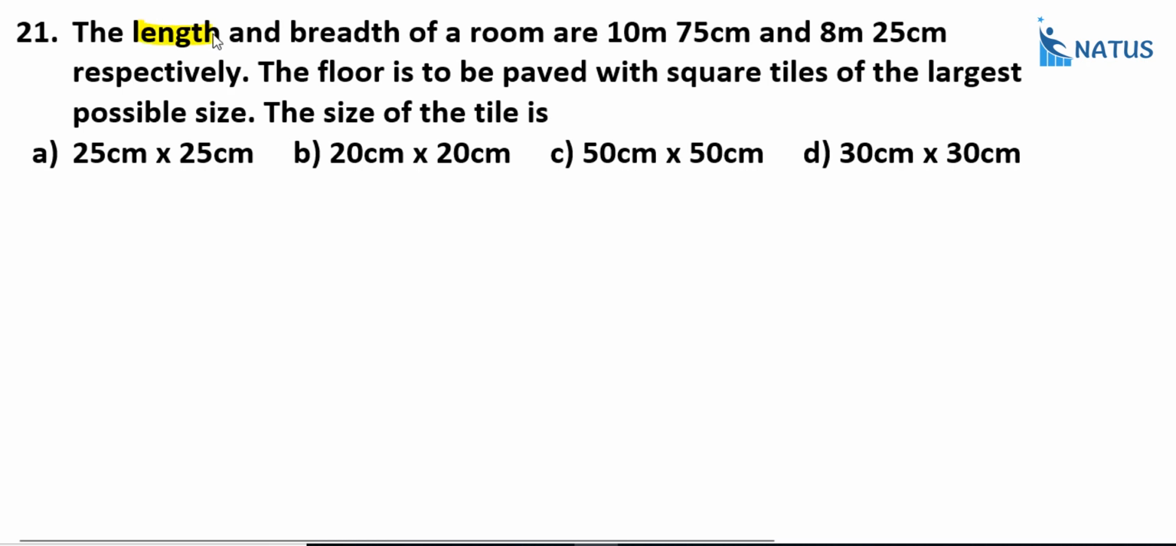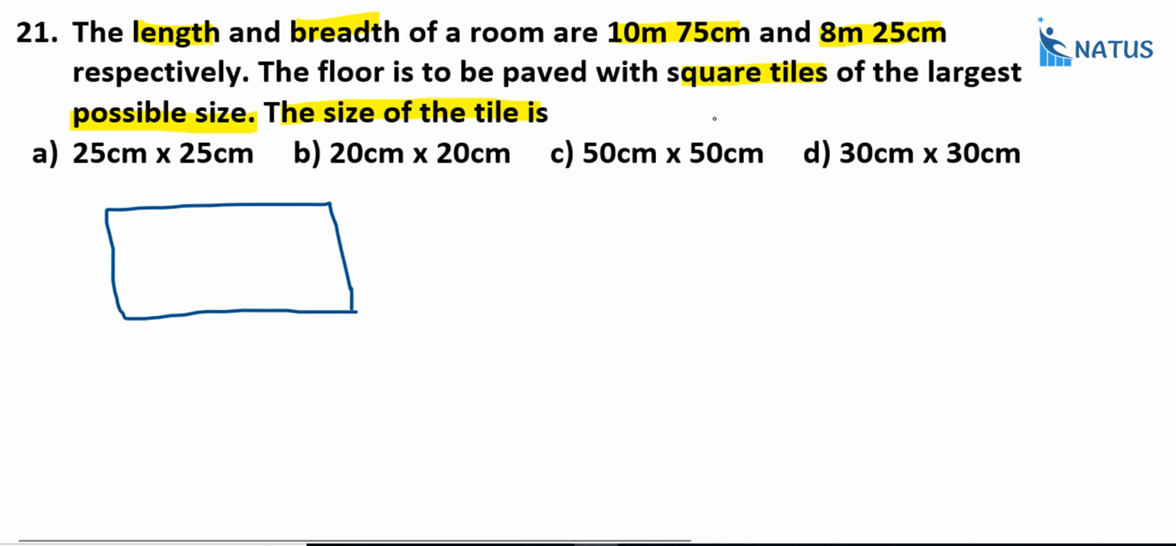The length and breadth of a room are 10 meters 75 centimeters and 8 meters 25 centimeters respectively. The floor is to be paved with square tiles of the largest possible size. The size of the tile is? See, here, this is one rectangular part, like this.